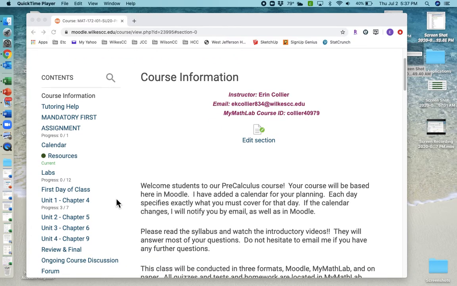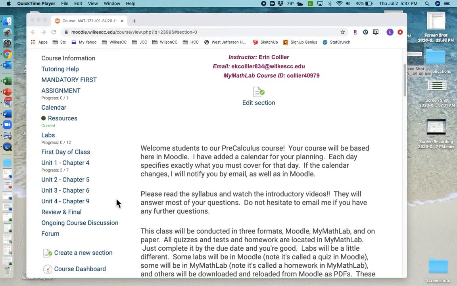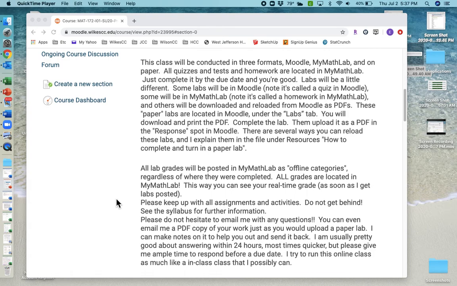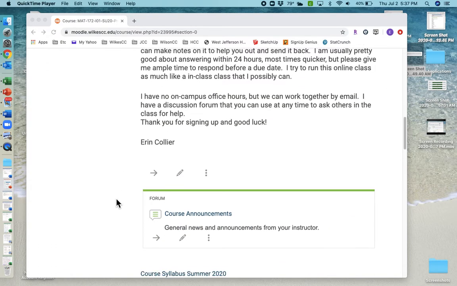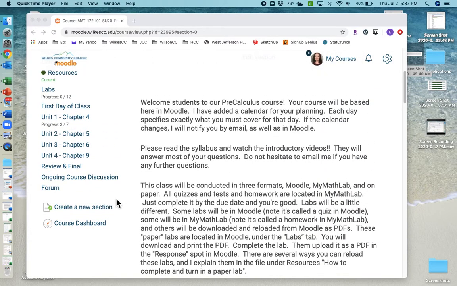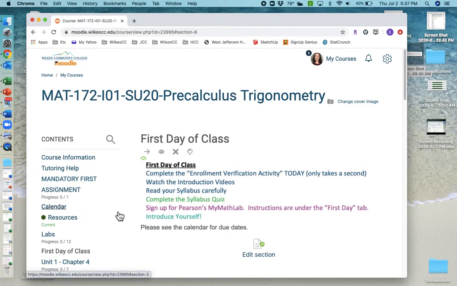But what I do is I start with, of course, the course information, my name and information. I do a little welcome to the students. And of course the syllabus and everything is on there. And these are some things that Wilkes uses. And then I have a first day of class tab. This tells them everything that they need to do the first day of class or before they start anything else.